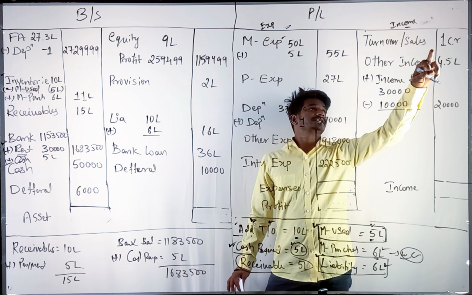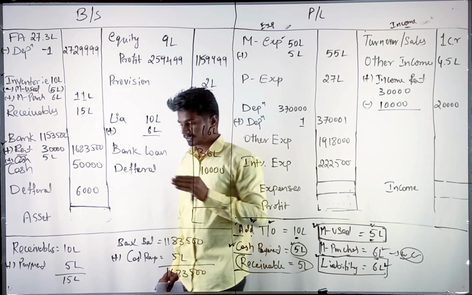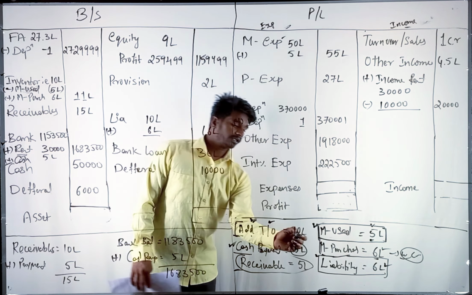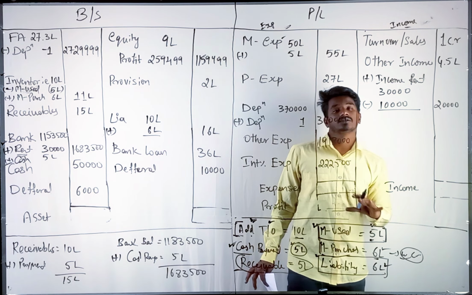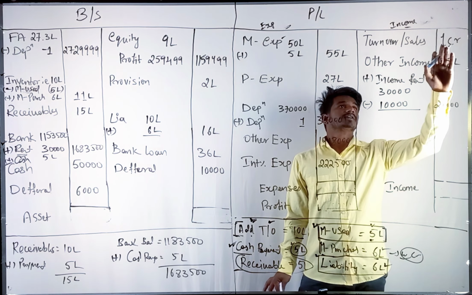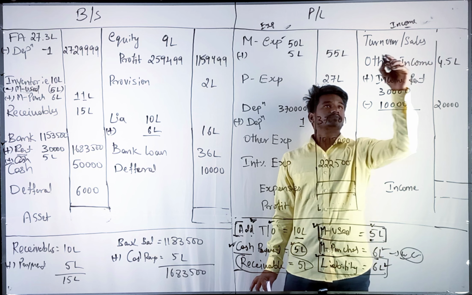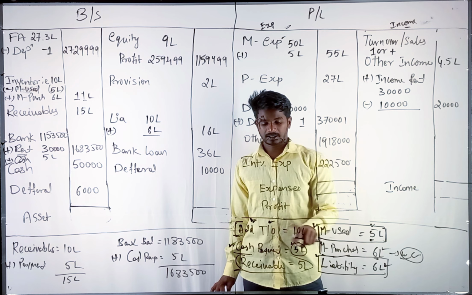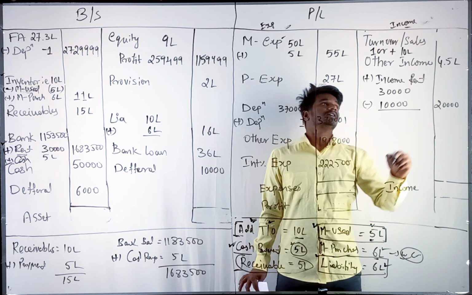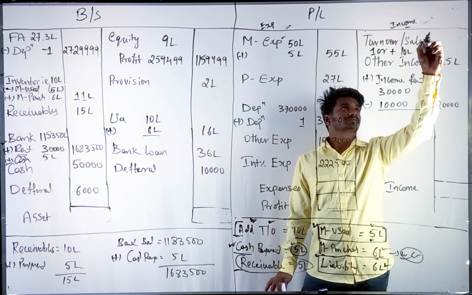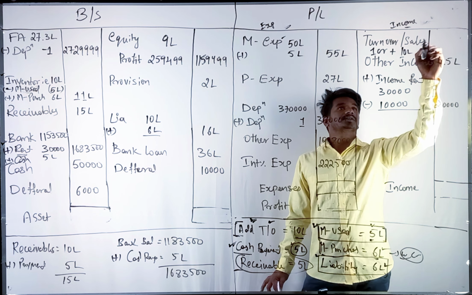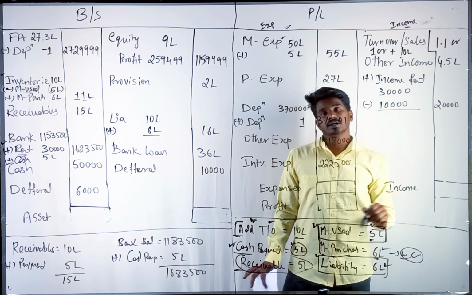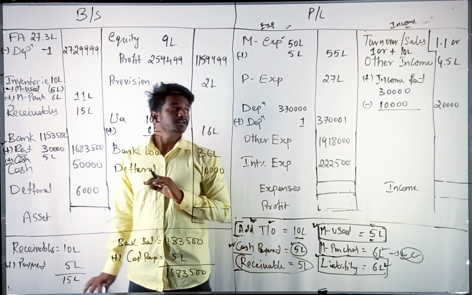Is there any change in the turnover? Obviously there is a change in the turnover because we made additional turnover for 10 lakh rupees. Earlier it is 1 crore. Now we have made additional turnover for 10 lakh rupees. Totally how much? 1 crore 10 lakh. 1.1 crore means 1 crore 10 lakh rupees.